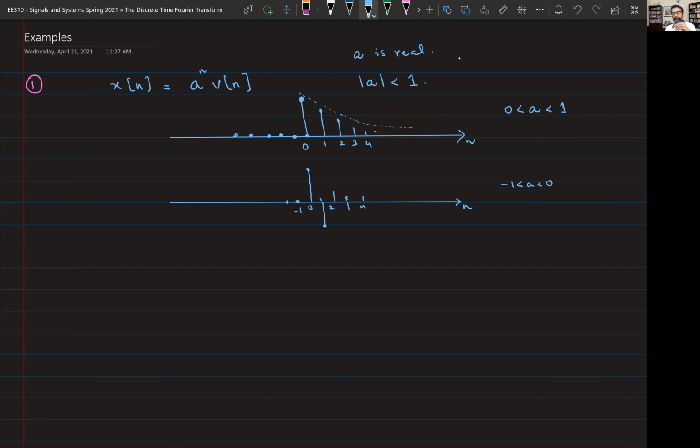But if they're not the same, it depends on what the value of A is, right? So it goes plus minus plus minus plus minus. So that's how it's going to alternate.